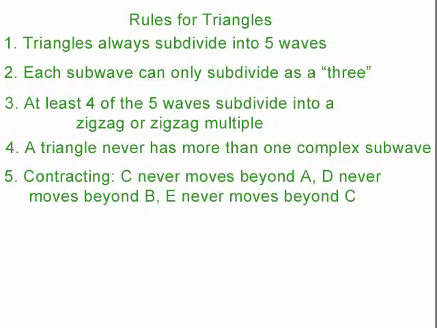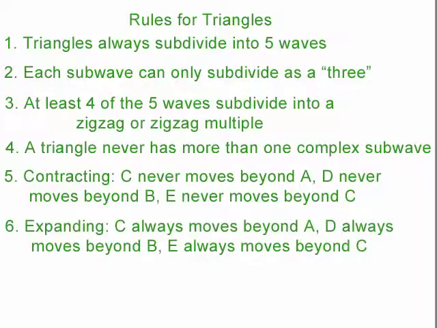For a contracting triangle, C never moves beyond the end of A, D never moves beyond the end of B, E never moves beyond the end of C, so that going forward in time, the triangle subwaves are shorter and it moves price sideways.